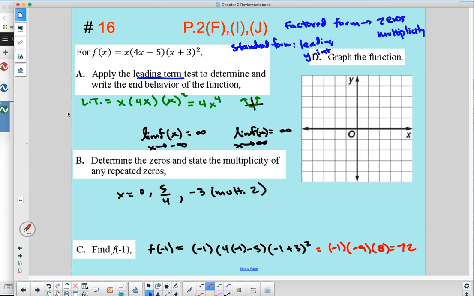And then you graph it. Again, I would just go to the calculator and graph that. All this can be found from the calculator.